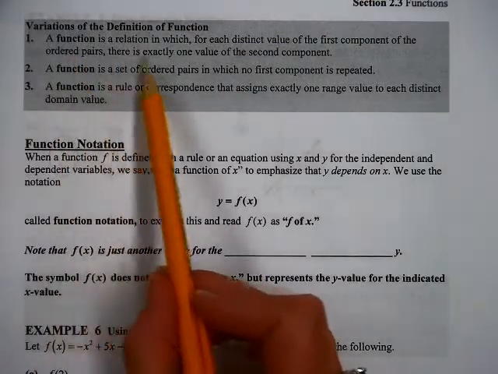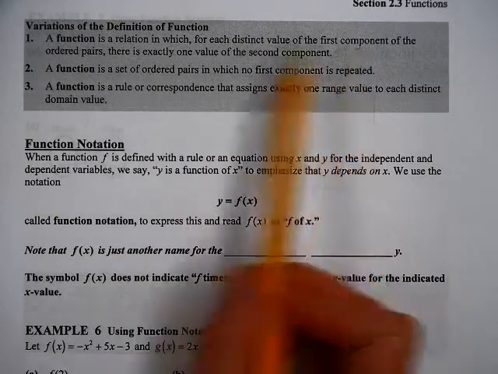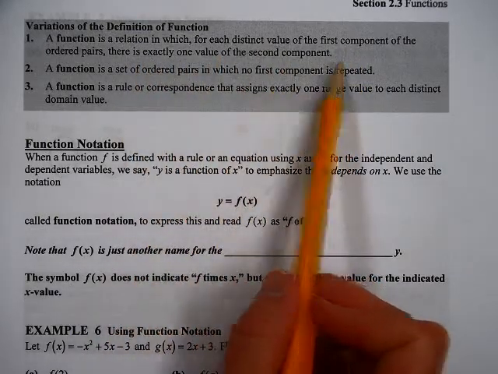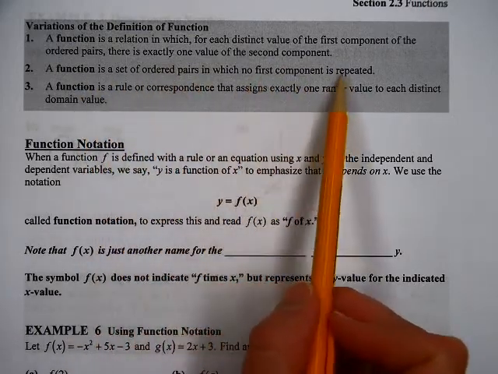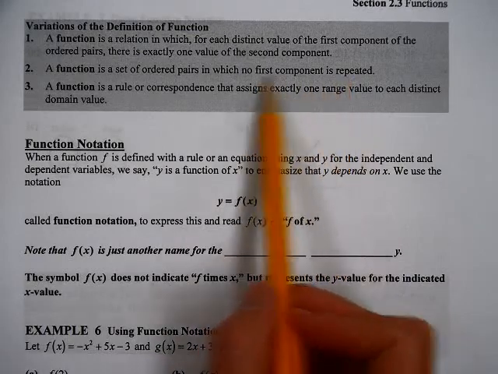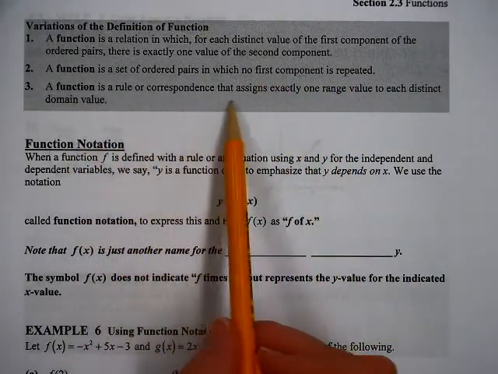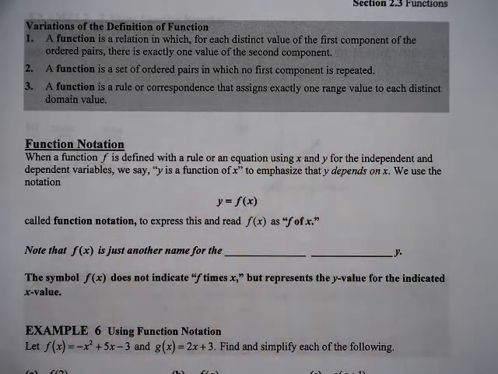A function is a relation in which for each value of the first component, x, there is exactly one value of the second component, y. A function is a set of ordered pairs in which no first component is repeated. We talked about that. X is not repeated. A function is a rule or correspondence that assigns exactly one range value to each distinct domain value.